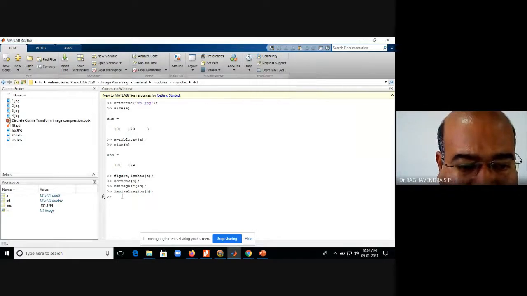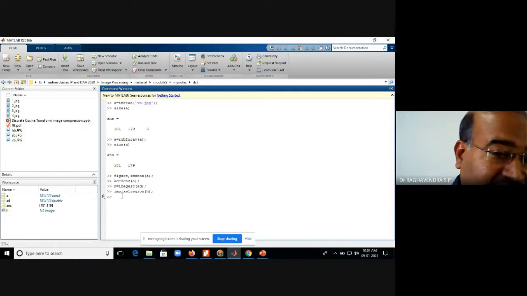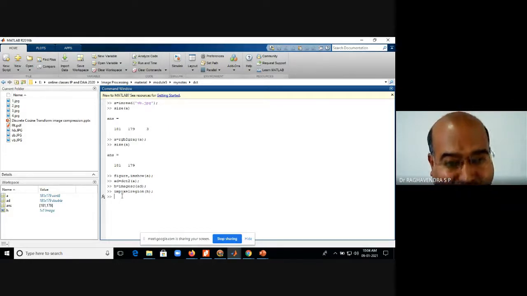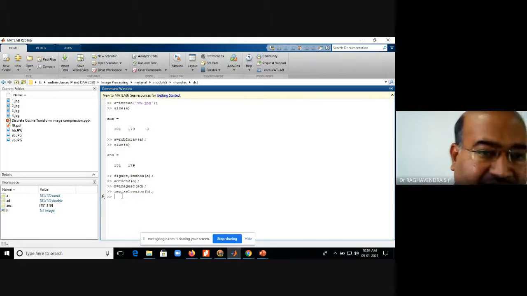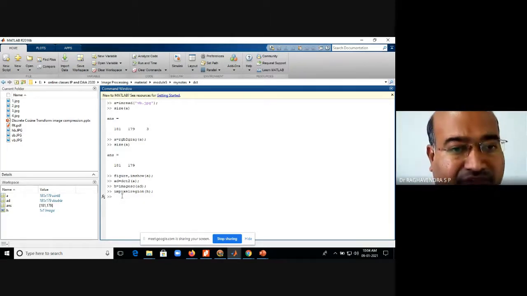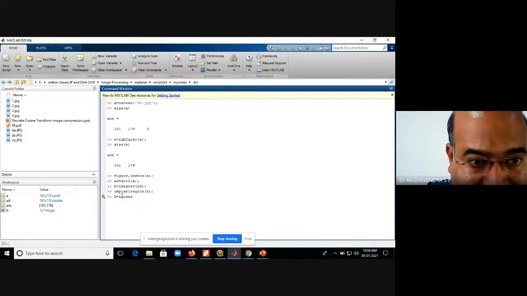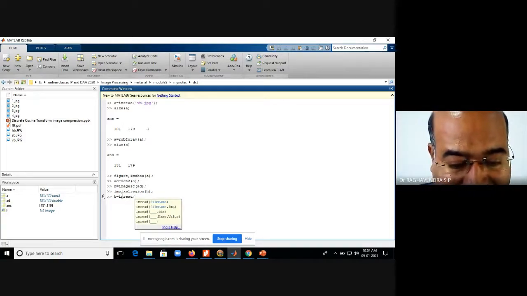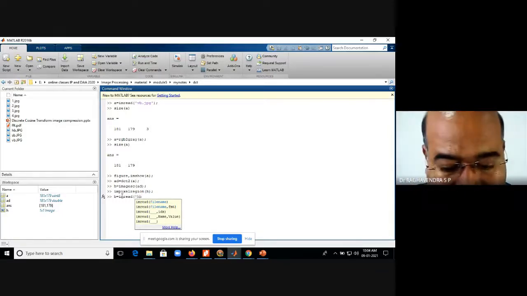Now, just like this, I am going to take another image, which contains only horizontal bars, because initially we considered the vertical bar. Now we shall go for the horizontal bar. For this purpose, I am going to take another image. So B is equal to imread of the horizontal bar image, HB.JPG.